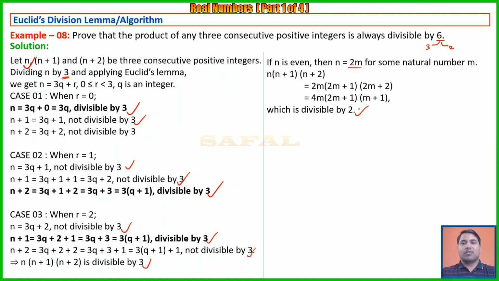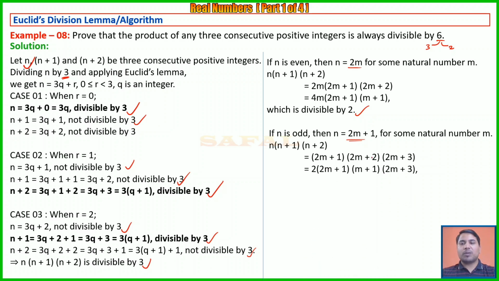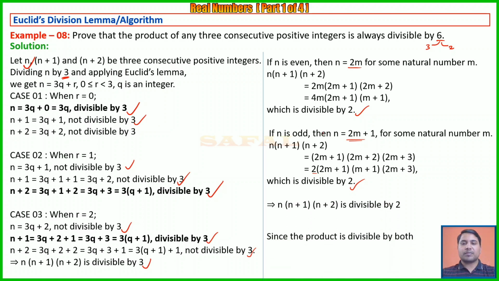2. When n is odd, I can write n as 2m plus 1. So again taking up the product, so I'll get 2m plus 1, 2m plus 2, 2m plus 3. Now from this bracket I can take what? 2 outside. That's what I have taken. So when n is odd also, still the product n into n plus 1 into n plus 2 is divisible by what? 2. So that means irrespective of whether n is even or n is odd, the product is divisible by what? 2 as well. So since we can see that the product is divisible by both 2 and 3, it should be divisible by what? 6.